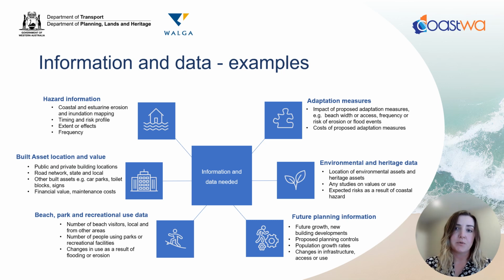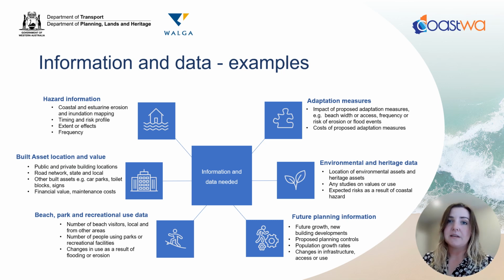So do you have any previous incidents that you could look at to tell you how people might respond if the beach gets damaged or destroyed? You're going to need your adaptation measures, so you need to understand what the impact of the proposed adaptation measures will be. So for example, protecting beach width, protecting beach access, frequency or risk of erosion or flood events and how they might change, and then the cost of those proposed adaptation measures.